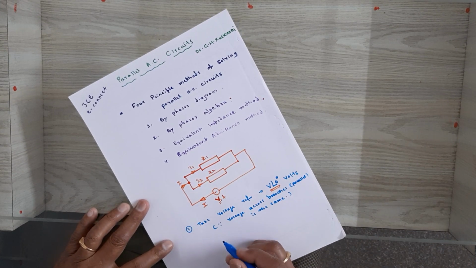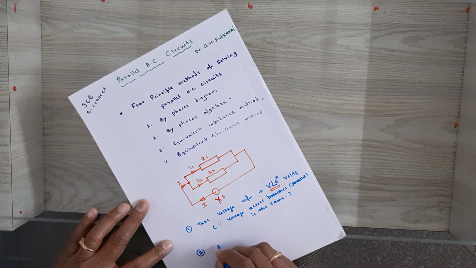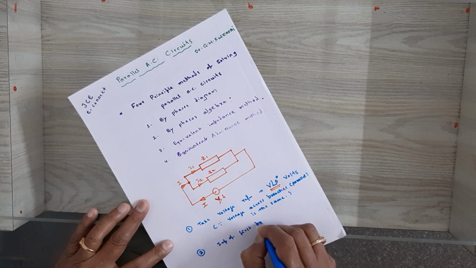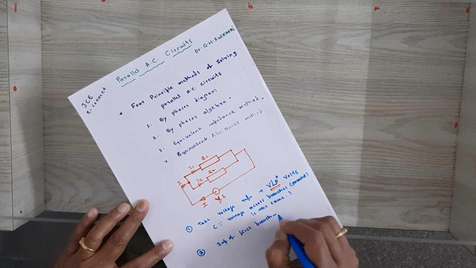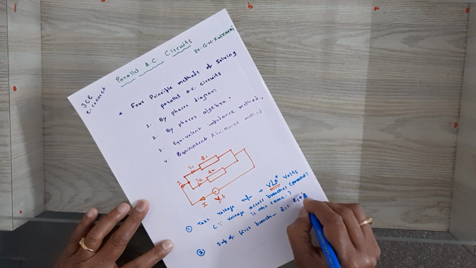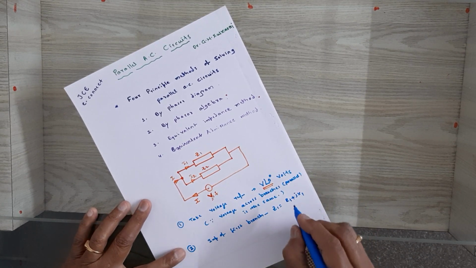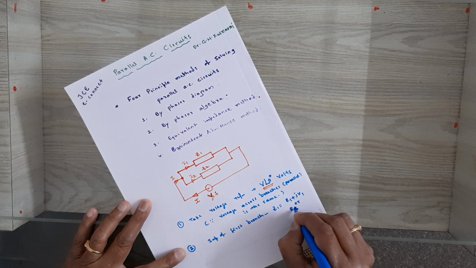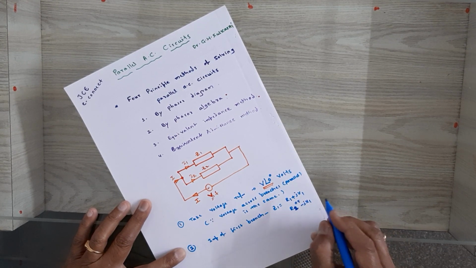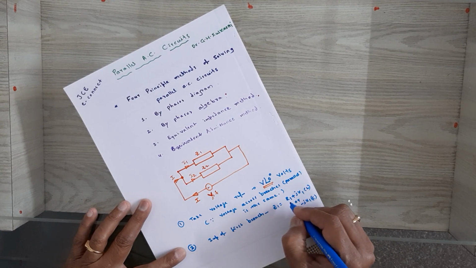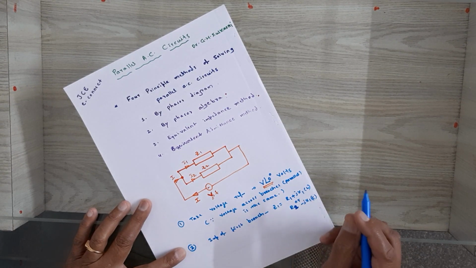The second step: we know the impedance of the first branch, Z1, is either R1 plus jX1 if it is inductive reactance, or R1 minus jX1 in the case of capacitance. This is the rectangular form.